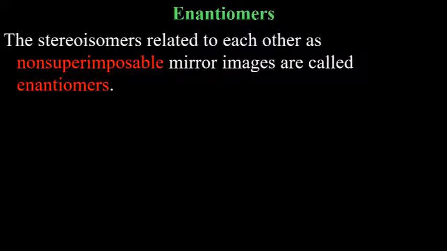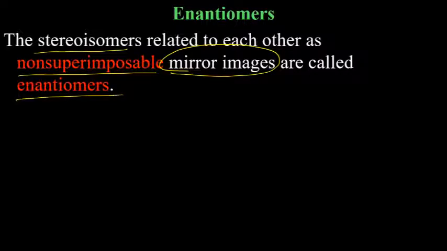Enantiomers, again a related term, nothing different. Another term basically, whenever we have a chiral molecule. Suppose the compound is chiral, it is a chiral molecule. Then the molecule and its mirror image will be known as enantiomers. Simple thing. So the stereoisomers related to each other as non-superimposable mirror images are called enantiomers.